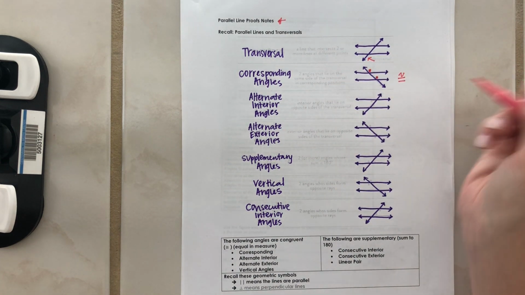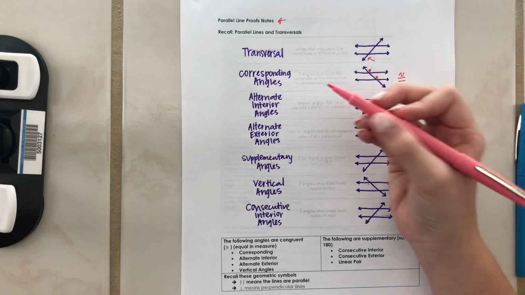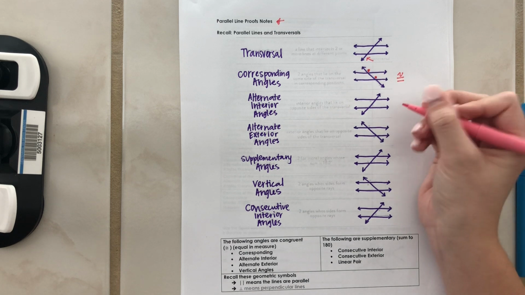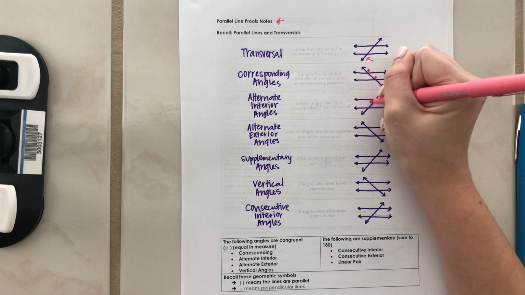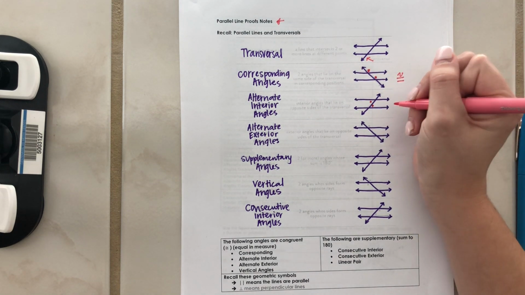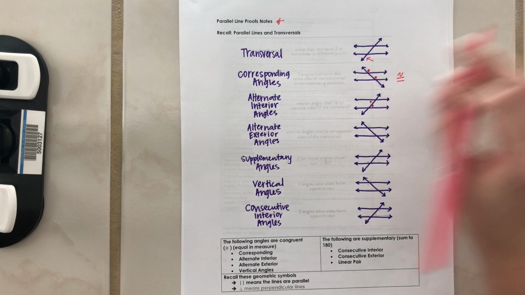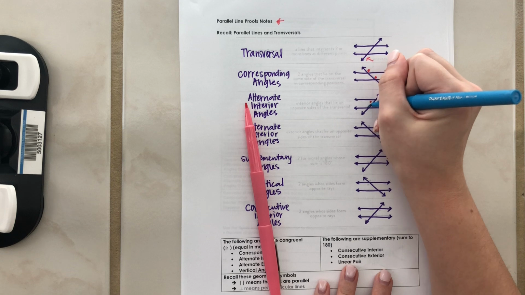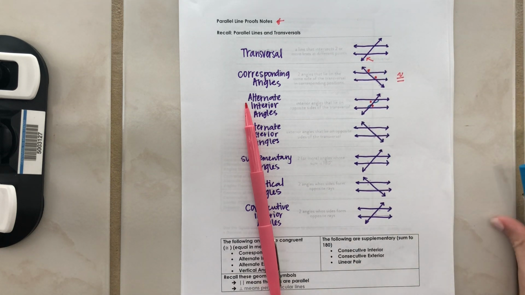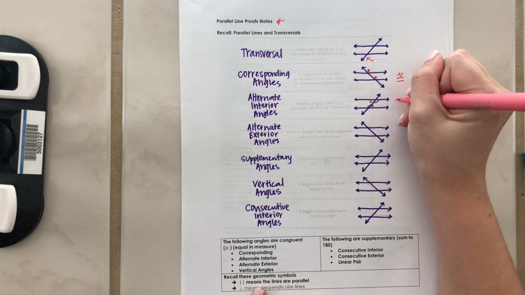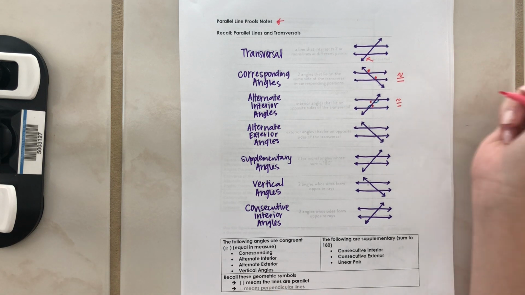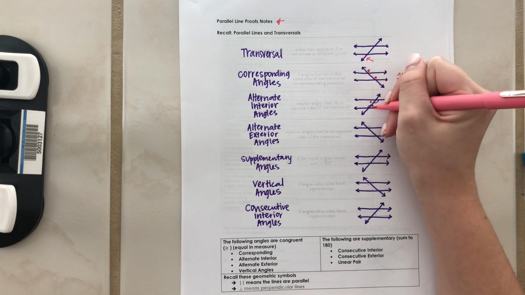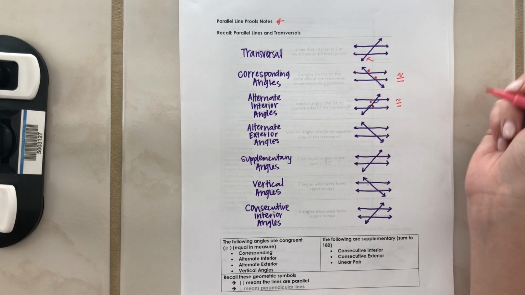Alternate interior angles: alternate tells us they're on opposite sides of the transversal. Interior is telling us they're inside the parallel lines. So these two angles would be alternate interior. Along the same lines, we could also say that these angles are alternate interior. Again, these will also be congruent angles, so their angle measures will be equal. So if this is 25 degrees, this angle is 25 degrees.